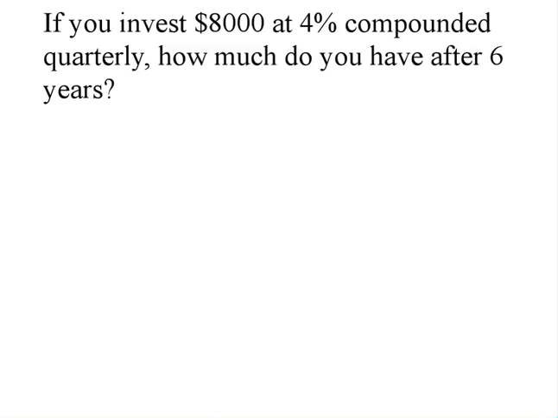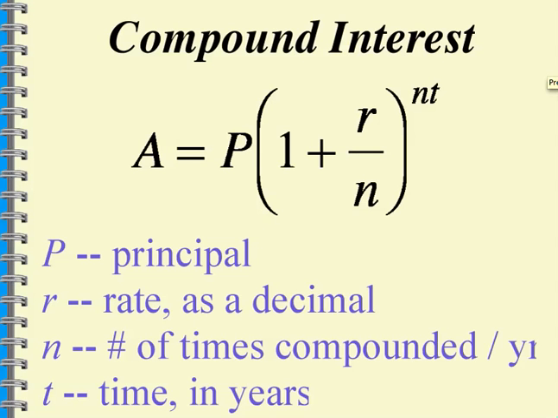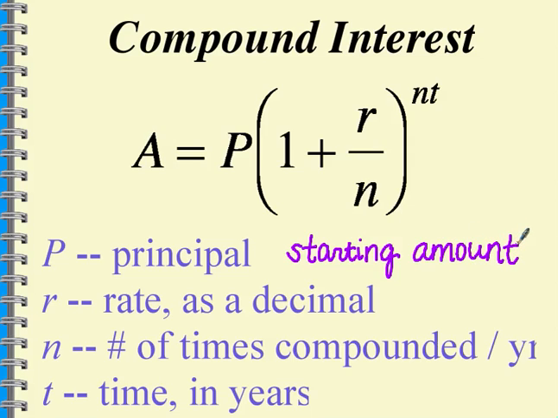Today we're going to finish out with interest. We're going to talk about compound interest, both at a specified time interval and continuously. So this is a formula you've seen before. This should be nothing new. I'm going to let you get that down. P is your principal, which is your starting amount. That's what you start with.